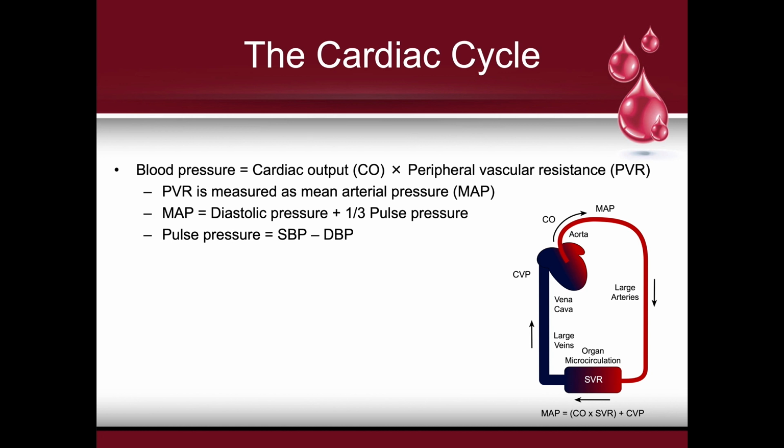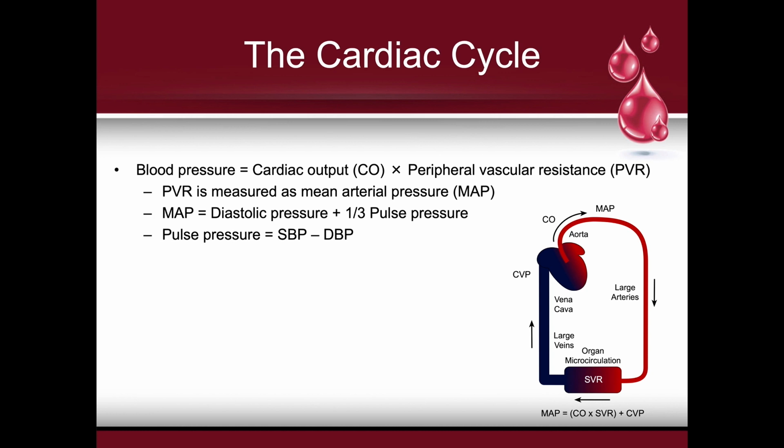Peripheral vascular resistance is measured as a mean arterial pressure, or MAP. And MAP equals the diastolic pressure plus 1/3 the pulse pressure. You're going to want to remember that MAP because it's a commonly used vital sign in the critical care arena. The pulse pressure is calculated by subtracting diastolic blood pressure from the systolic blood pressure. It's much easier to calculate a pulse pressure than it is a MAP.